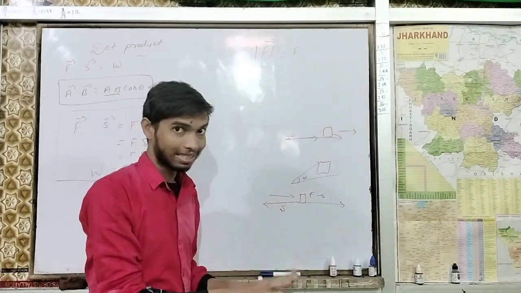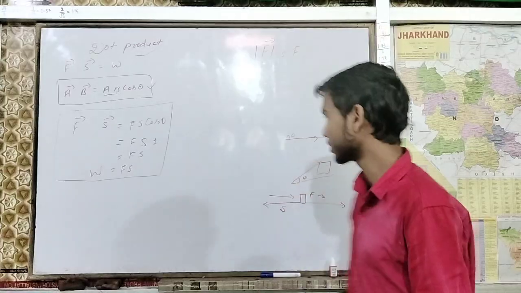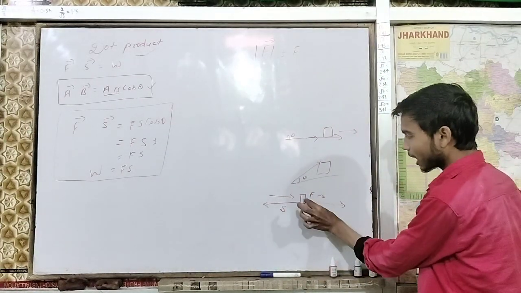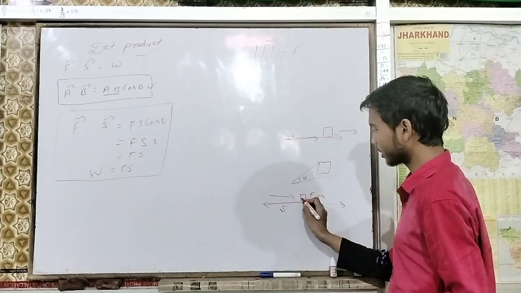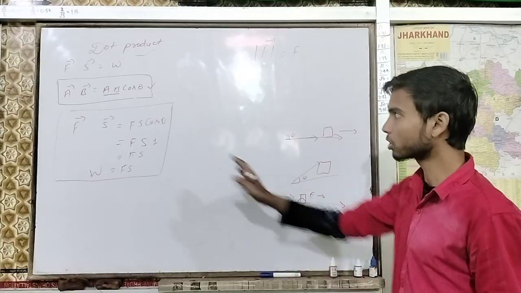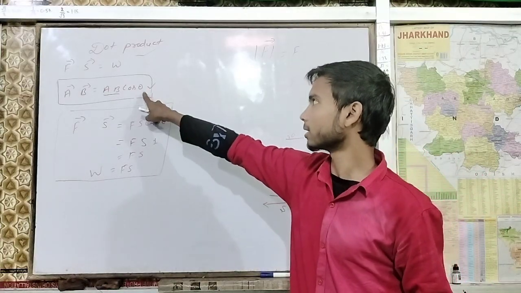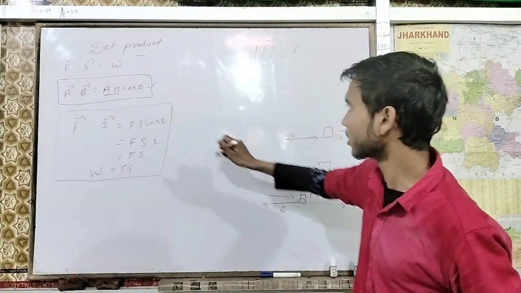This is happening in another case. In that case, you can say our theta is 180 degrees. This is our theta, this is 180 degrees. Just put 180 degrees in place of theta, and you will get the result.